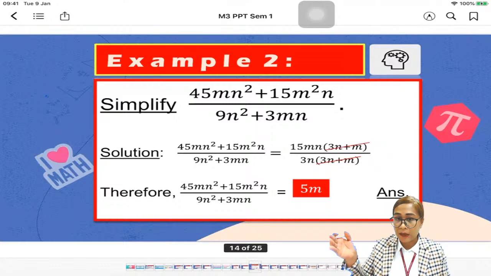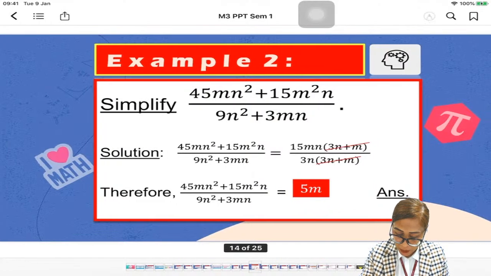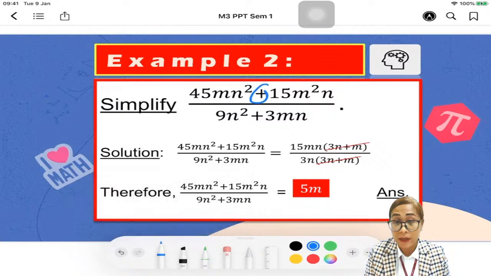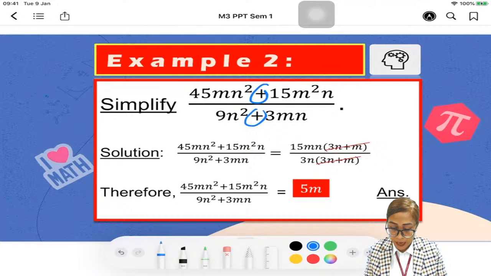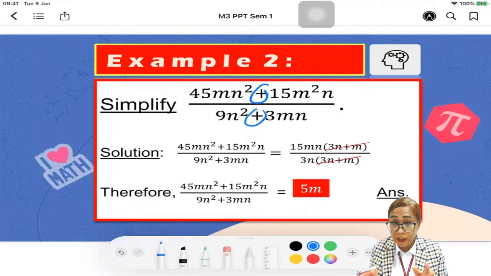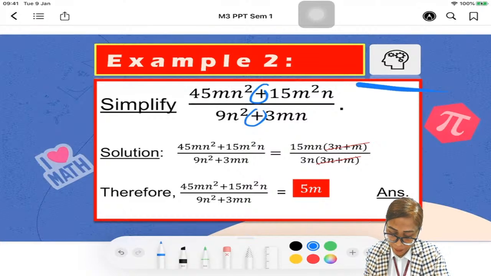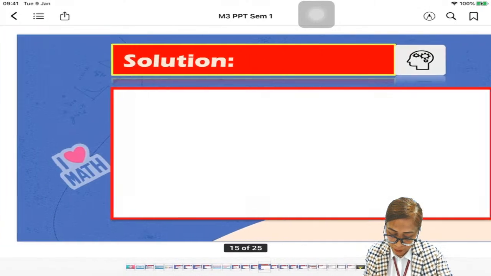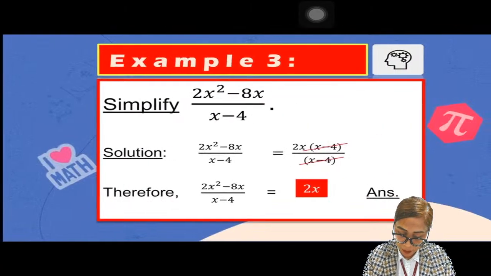We just cut. In this case, we have plus in the numerator, and the denominator has plus. We can have this on the next slides, so it's easy for you to understand how to do it. So I'll copy 45mn squared.